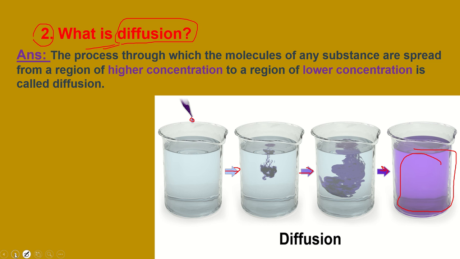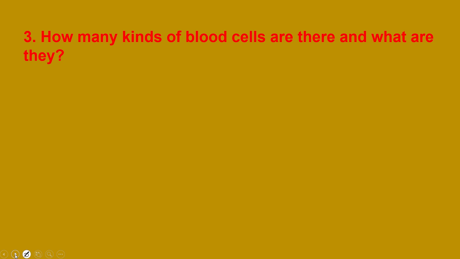So how will you write the definition? The process through which the molecules of any substance are spread from a region of higher concentration to a region of lower concentration is called diffusion. I hope this is easy for you.